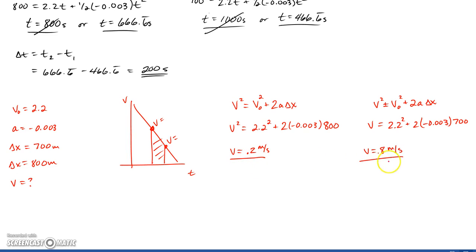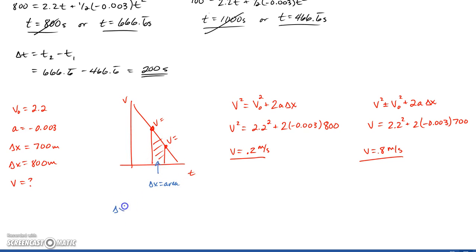So as you go up the hill, obviously you got slower. At the 800 meter mark, you had only 0.2. At the 700 mark, you had 0.8. And then you could solve it from here two different ways. You could say, hey, I look at the graph and I think of area. So I could say that the delta x is my area, and that is basically a trapezoid.